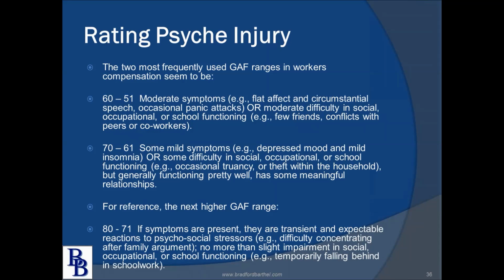I just want to point out that in California, the 2 most frequently used GAF ranges, and the GAFs are given in ranges of 10, seem to be a range of 51 to 60, moderate symptoms or moderate difficulties in function from a psychiatric perspective, or 61 to 70, mild symptoms or mild difficulty. For reference, the next higher GAF, 71 to 80, and I found that interesting. Even though there's no rateable impairment, it doesn't mean that somebody might not have some symptoms occasionally.